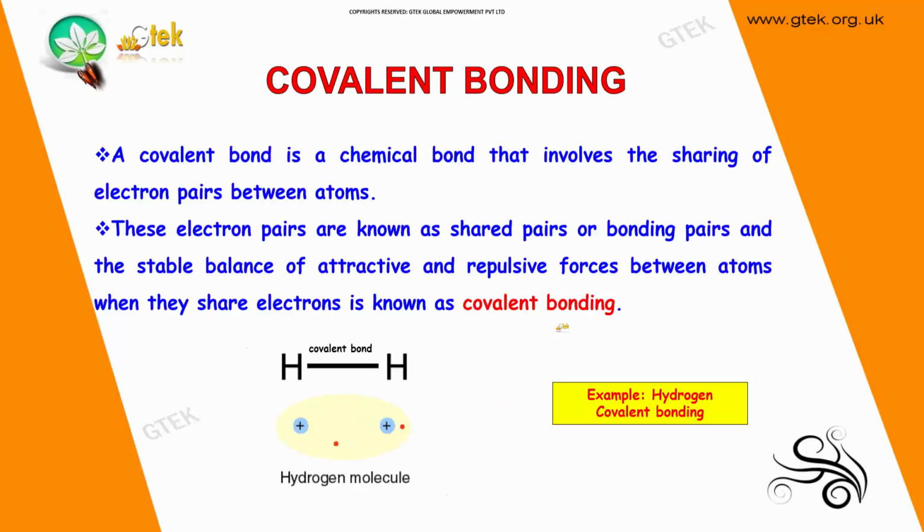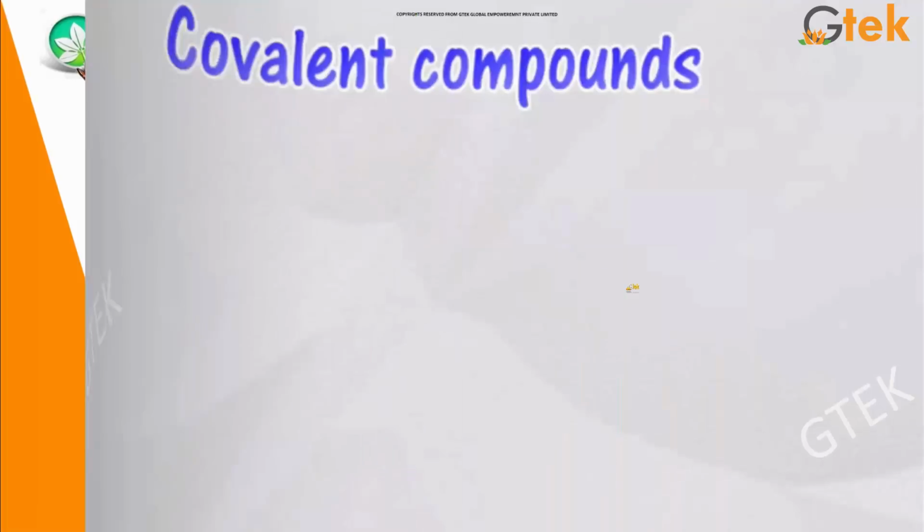Now we'll talk about covalent bonds. A covalent bond is a chemical bond that involves the sharing of electron pairs between atoms. These electron pairs are known as shared pairs or bonding pairs, and the stable balance of attractive and repulsive forces between atoms that arises due to the sharing of electrons is called covalent bonding. Since we have attractive and repulsive forces, this bond is weaker when compared to ionic bonding.